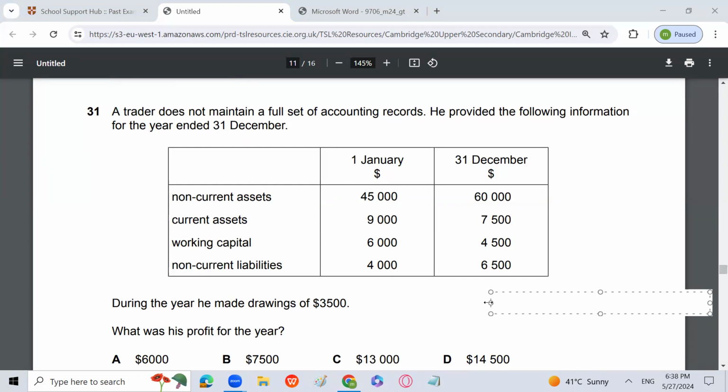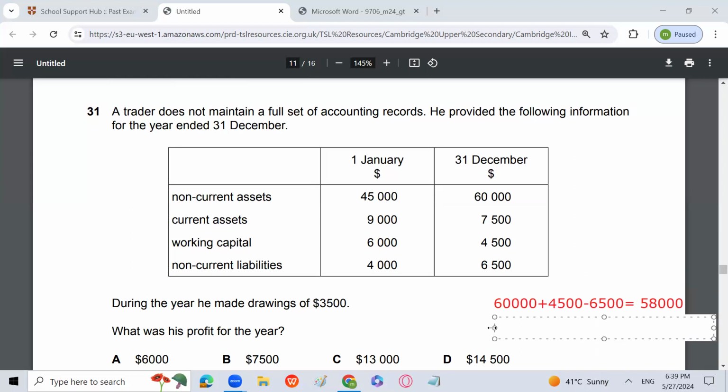Current assets minus current liabilities. 60,000 plus 4,500 minus 6,500. You will get the ending capital. That is 58,000. Then for the other, that is 45,000 plus 6,000 and minus 4,000.